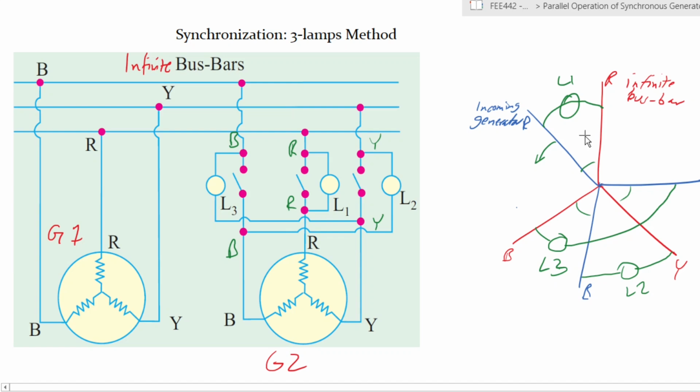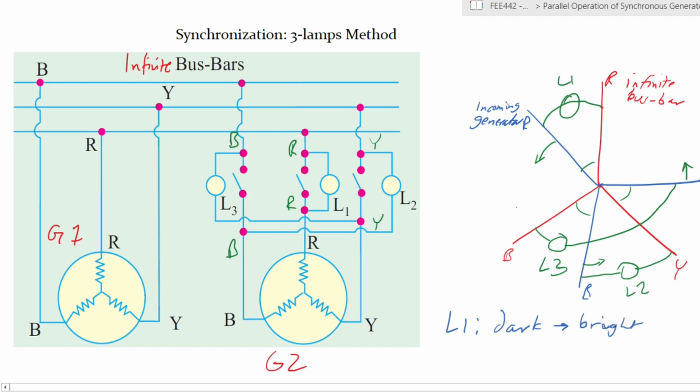So it means that all these phases, the blue ones, that is the incoming generator, are all tending away from their counterparts within the infinite bus bar. So red in the incoming is faster than red in infinite. Blue in the incoming is faster than blue in infinite, and so on and so forth. So what that means is, as long as there's a gap between the two, there's a voltage between each of them. What will be seen in lamp 1 is that it will start off as dark and go towards bright.